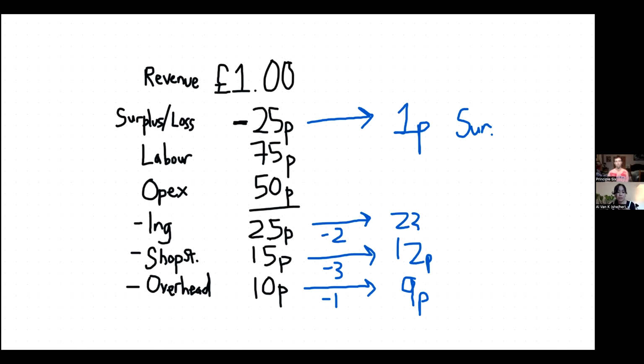So that means you can bring all your operating costs down to 44p in this example. And then the business is like, great, I think we've done absolutely everything possible that we can do in operating expenses while still maintaining our quality and integrity. And then it's like, okay, if we want to allocate 1p towards surplus, then we're going to have to bring labor down by 20p. So it goes down to 55p.